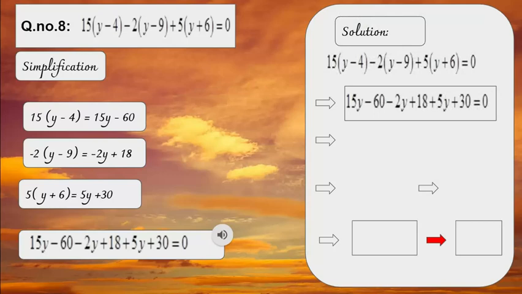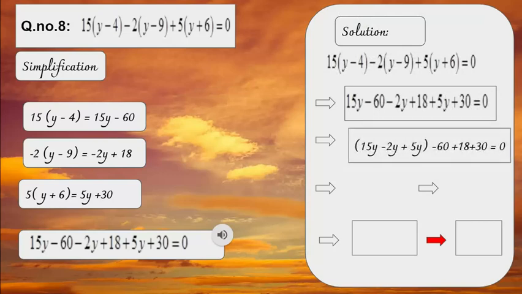So first we can take the variables 15y minus 2y plus 5y. So first add together the positive values. So 15 plus 5, 20. 20 minus 2, 18. So the remaining variable is 18y. Same way, minus 60 plus 18 plus 30, that is 48. So minus 60 plus 48, minus 12. So we are getting 18y minus 12 is equal to 0.